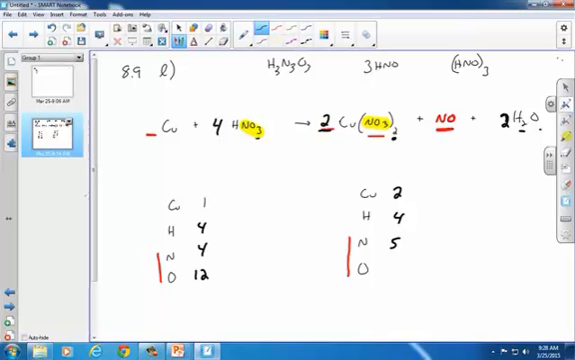So this is 2 times 3, 6. But I've got 2 of those. So I've got to multiply that by 2 again. So that's 12 plus 1. That's 13 plus 2 more, 15. So now I've got too many nitrogen and oxygen on the right.